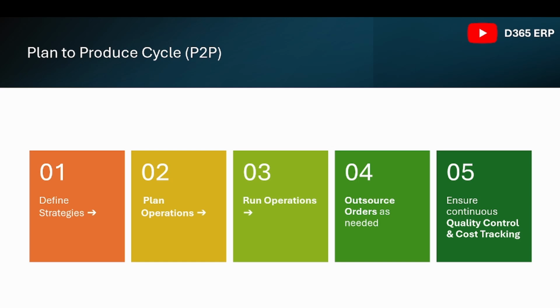Then the third step is run production operation. With everything in place, it's time to run the production operation. This is like the action phase. In this process, workers start doing their things, products are coming to life. While that's happening, there are even more parallel processes we are tracking. And after this, we also have the option to outsource orders as needed.